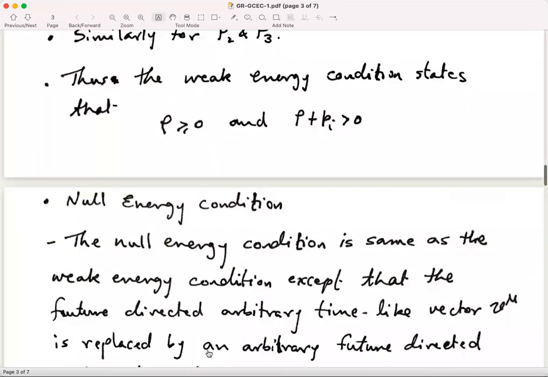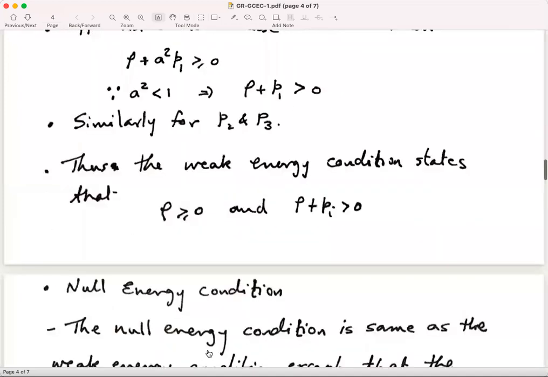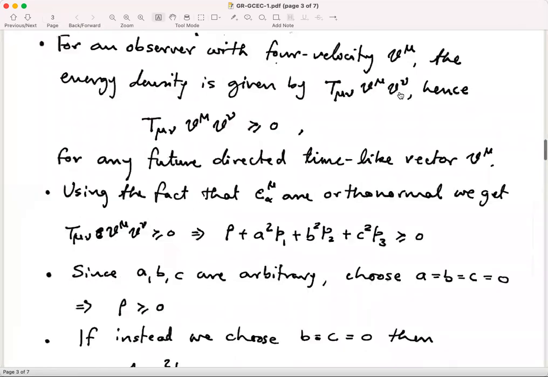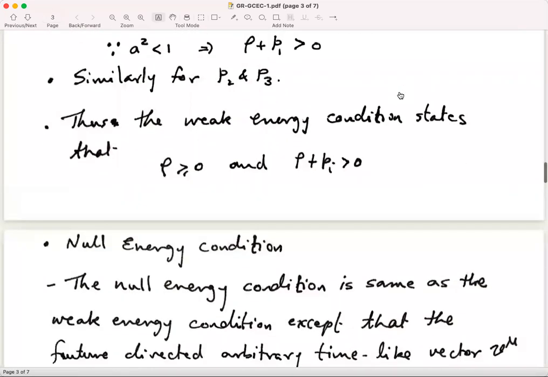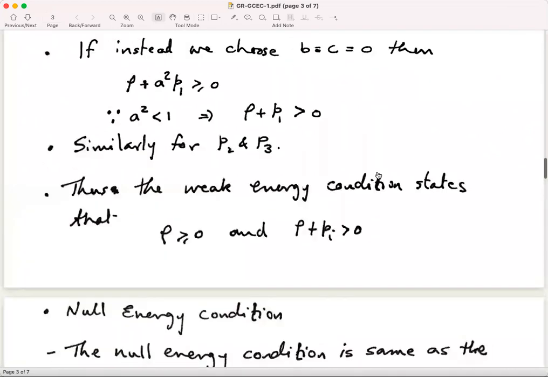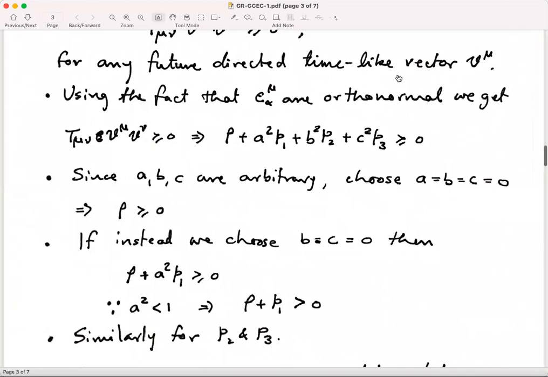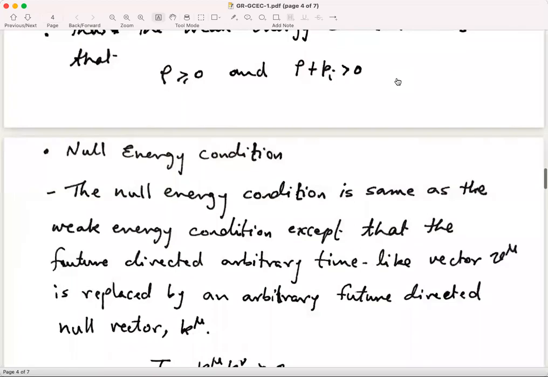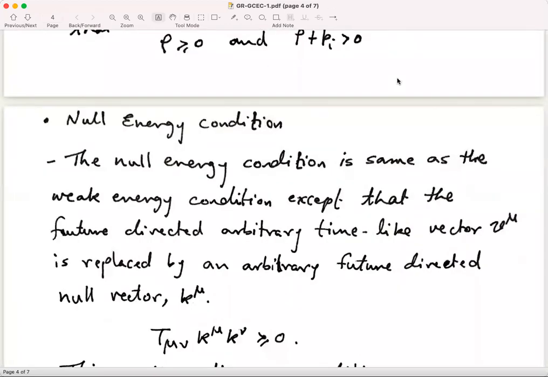The next thing we could do is to impose what's called the null energy condition. Remember, for the weak energy condition we used the four velocity vector, which was a future directed time-like vector. For the null energy condition we do the same thing, except that instead of the future directed time-like vector v mu, we have a future directed null vector. Barring that, there is no other condition, so the null vector is an arbitrary future directed null vector.